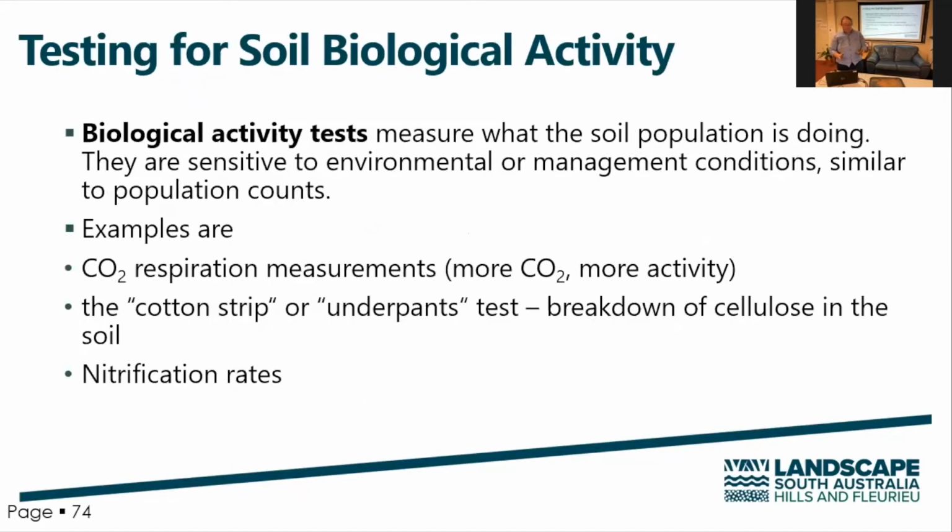So activity tests measure what the soil population's doing. They are pretty sensitive to environmental management, similar to the population. So examples are carbon dioxide respiration measurements. You can take a sample of soil and wet it up so that it's active, put it in a little bowl, stick the little indicator strip in there and put the lid on and come back the next day, and if it's turned purple, you know that there's some carbon dioxide in there. You can get kits for these tests so you can see how much activity is in the soil.